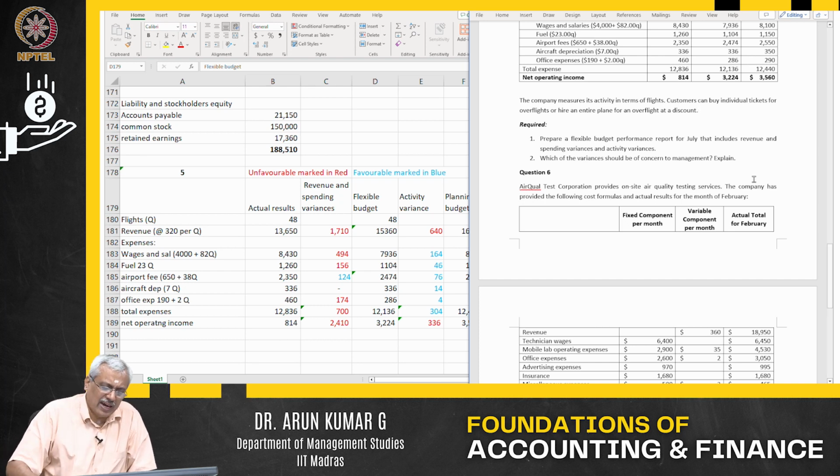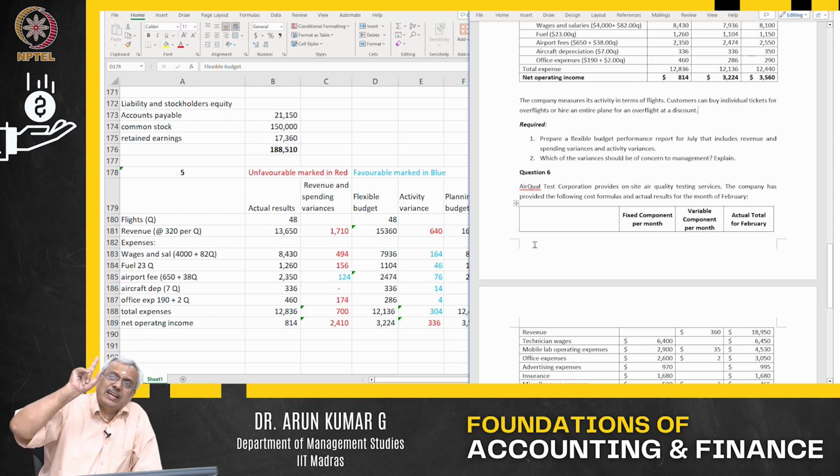I would say overall you see that there is a $336 unfavorable activity variance. That variance is due to the fall in activity because you had initially planned for 550 flights, you have got about 48 flights. So that is basically because of the decreased level of activity.